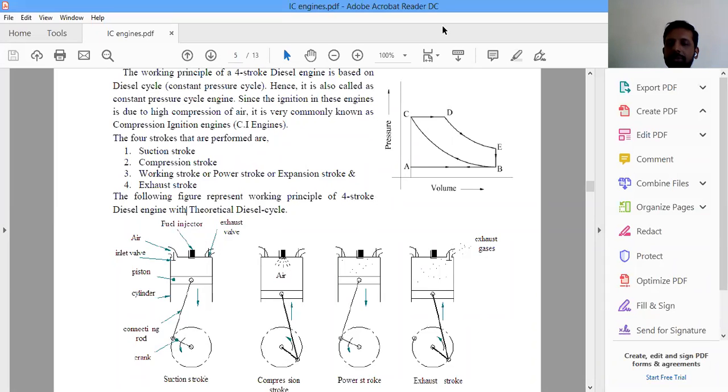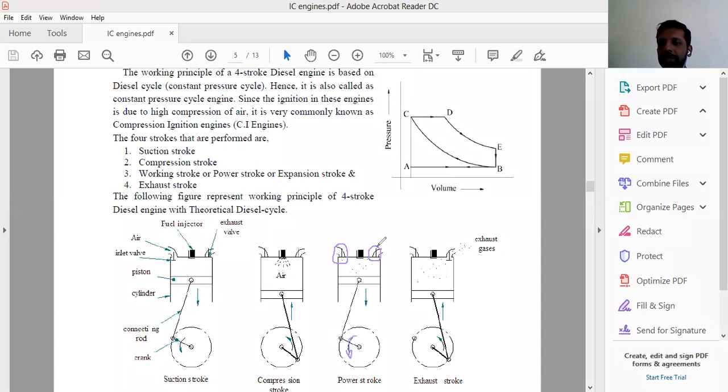So the next thing is that during the power stroke, at the end of the compression stroke, fuel is being injected. Because of the high pressure and temperature of the air present inside the piston cylinder arrangement, it is going to undergo combustion. So because of the combustion force, the piston is going to move downwards. The crank is going to go for another half a rotation. And during this time also, the inlet valve and outlet valve are closed.